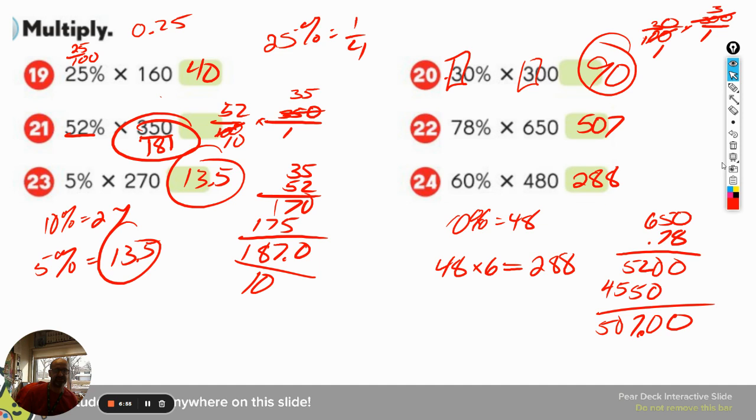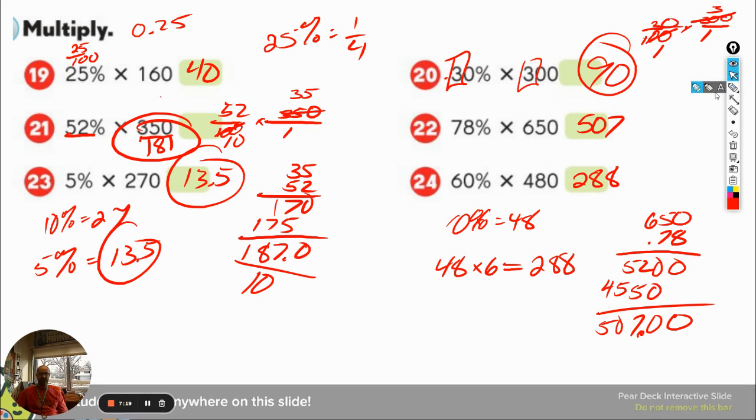Basically, I used my estimation. 78% of 650, what's going to be a little less than 650? It's 507. 5,070, way too big. 50.7, way too small. Over here, I did 10%. It's 27, so 5% is 13.5. Boom. And here I did 10% is 48 multiplied by that 6, and I got 288. All right. We can do this.